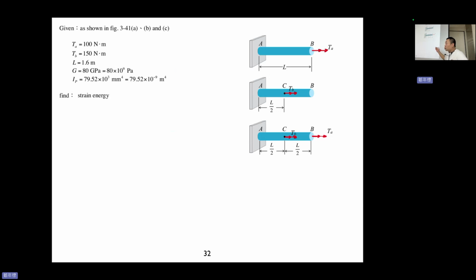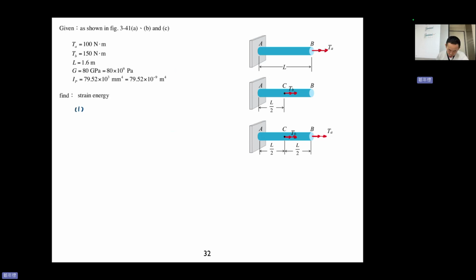It is going to tell you that the energy cannot be superposed, cannot be added directly. Remember I had exactly the same type of example in chapter 2. The first one has some properties, TA, TB, L, G, IP, and so on, and we find the strain energy.